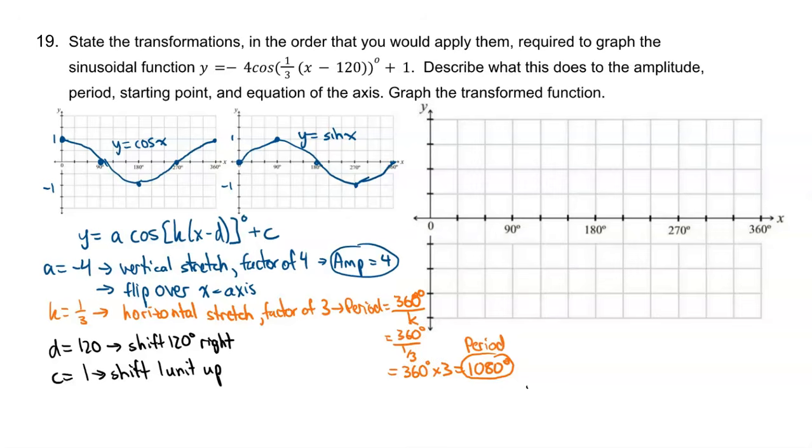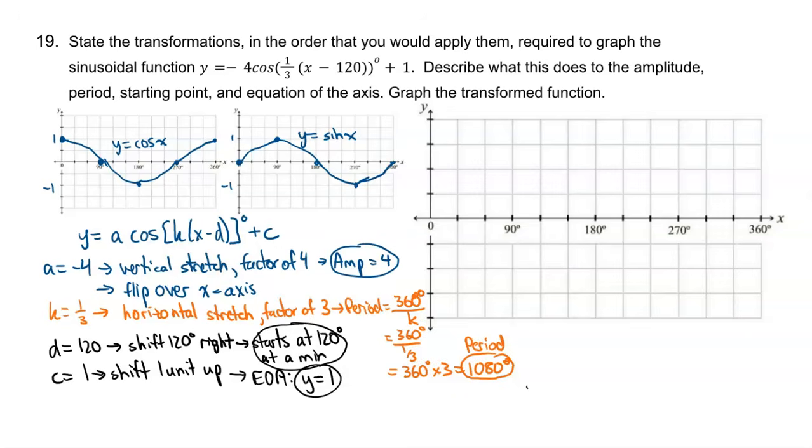And so now let's look at the starting point. Because it shifted 120 degrees to the right, what that means is that it's going to start at 120 degrees, but keep in mind it's flipped over the x-axis. It would normally start at a maximum, and so because of that, it's going to start at a minimum at 120 degrees. The last thing is the equation of the axis, and that comes from the c value that shifted it 1 unit up. The normal cosine function has an equation of the axis y equals 0. This has an equation of the axis y equals 1. So we have all those properties now, and we're going to work together to graph this.